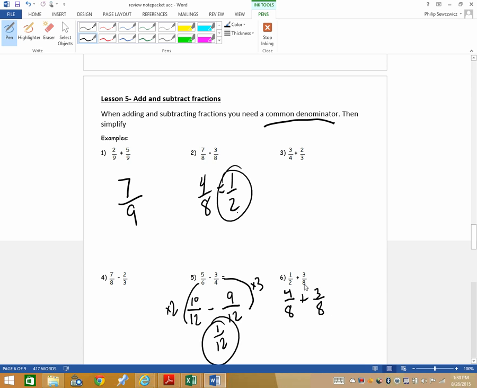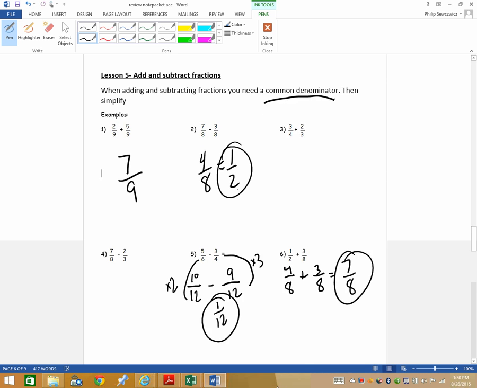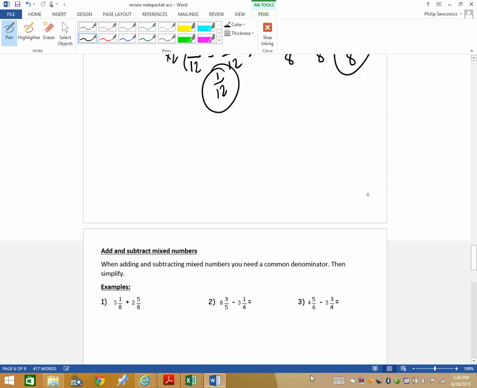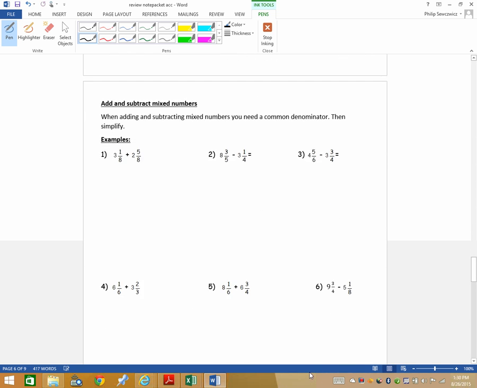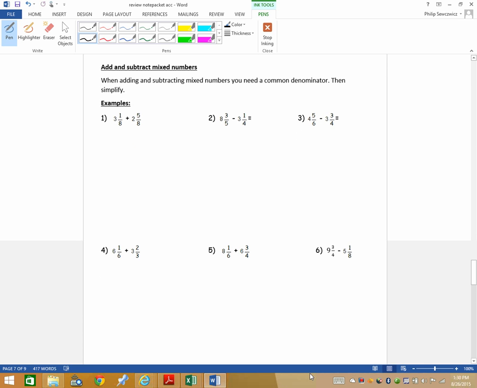So notice when the denominator does not change, the numerator will not change. And when the denominator does change, the numerator will change. So do get used to that. So we can add. You should end up with your 7/8 that we've got. Let's go on to the next page and make sure we hit our mixed numbers. It's the same routine.